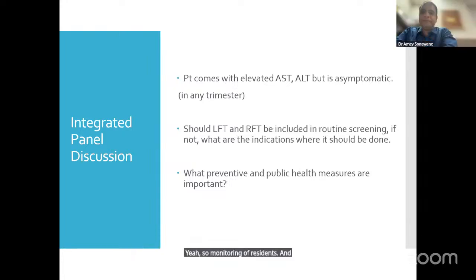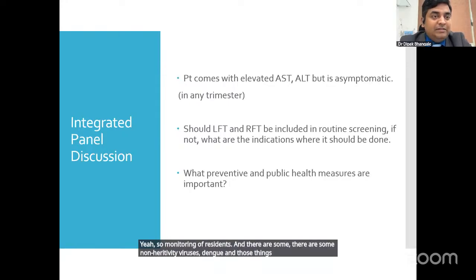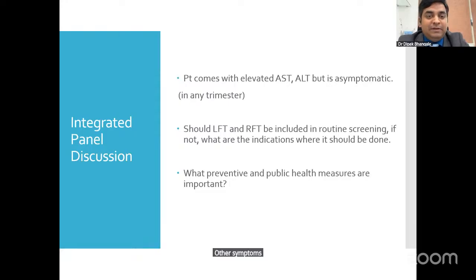And then there are some non-hepatitis viruses, dengue and those things also have to be suspected in some cases. We have fever and other symptoms with that. If asymptomatic, we should monitor it. We have CMV, EBV, HSV, these can present with symptoms.